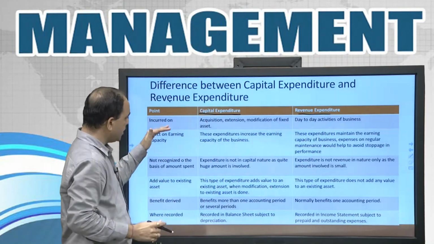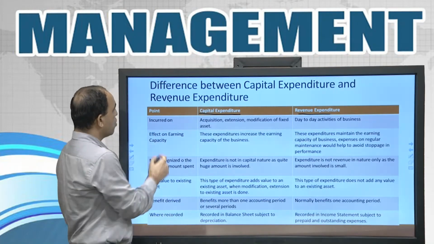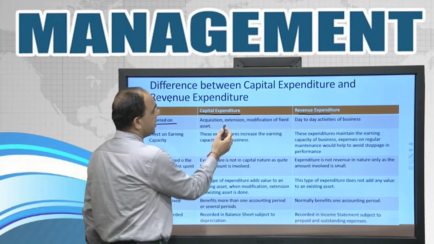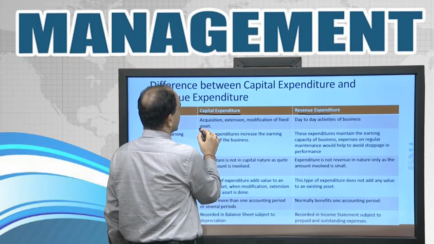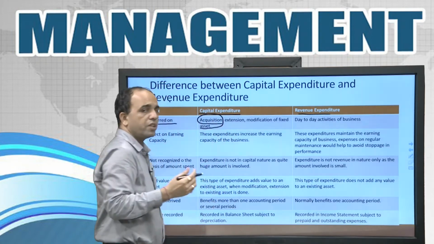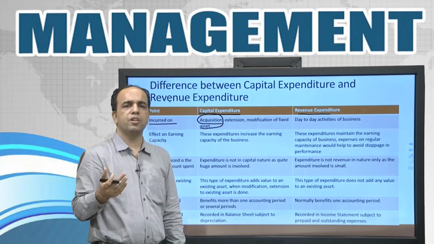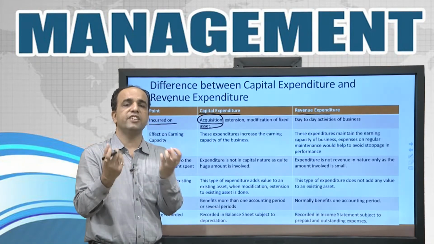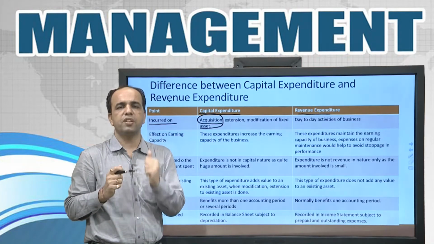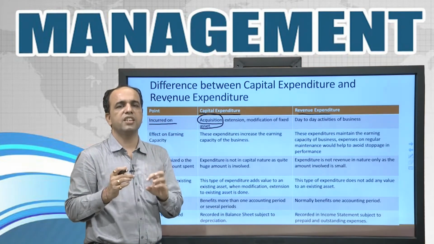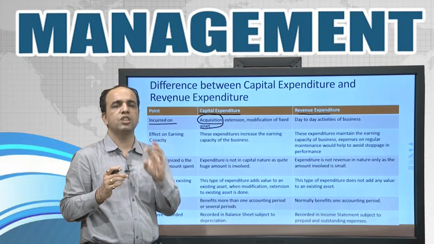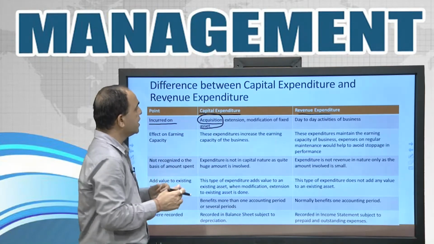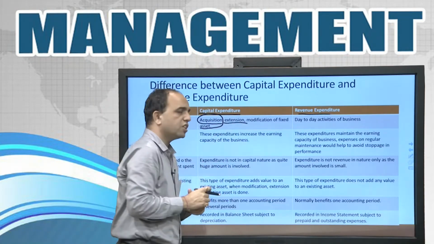So we have certain points of difference. One is incurred on acquisition, extension, modification of fixed assets. So friends, acquisition means purchase. In the very first chapter, when we learned the various concepts, in the cost concept we learned that we consider acquisition cost. When we purchase any asset, the installation charges or acquisition cost charges would be a part of that cost. So that's why acquisition means purchase of assets, and extension means expansion of any machinery or plant.